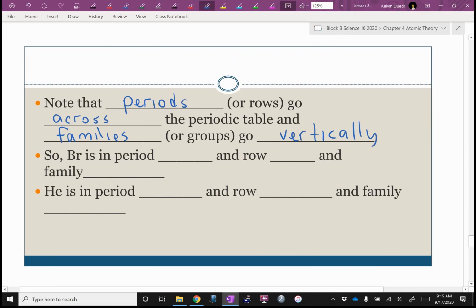So can you find Br on your periodic table? Come in. Is there somebody at the door? Let me just pause the video for a second. Hold on.